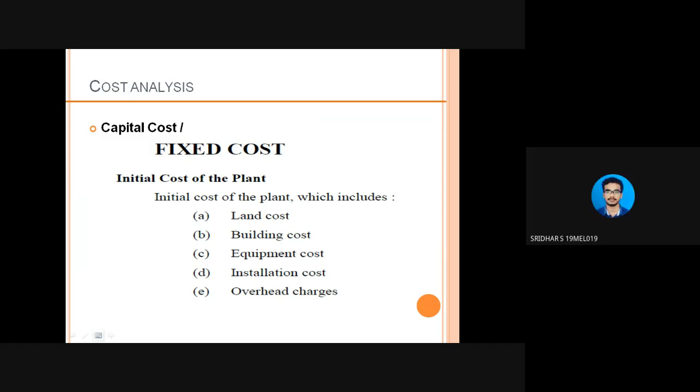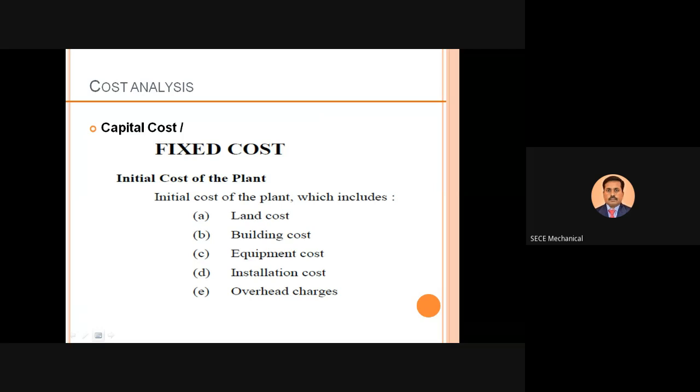Land cost, very good. Next one, building cost, okay. Equipment cost, okay. Installation cost. And the last one is overhead charges.